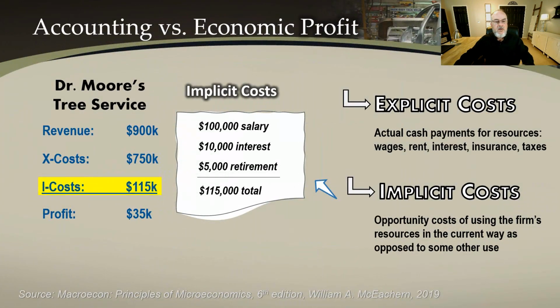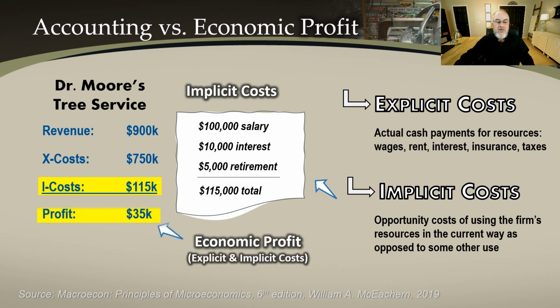So in this, we want to add in those implicit costs. I just put that as I-costs. That's the implicit cost. We add that in, and then we see down here at the bottom my profit. When I consider all of that, I have to take those out. That is called the economic profit. And so that is explicit and implicit costs taken out of my revenue, which gives me my economic profit.